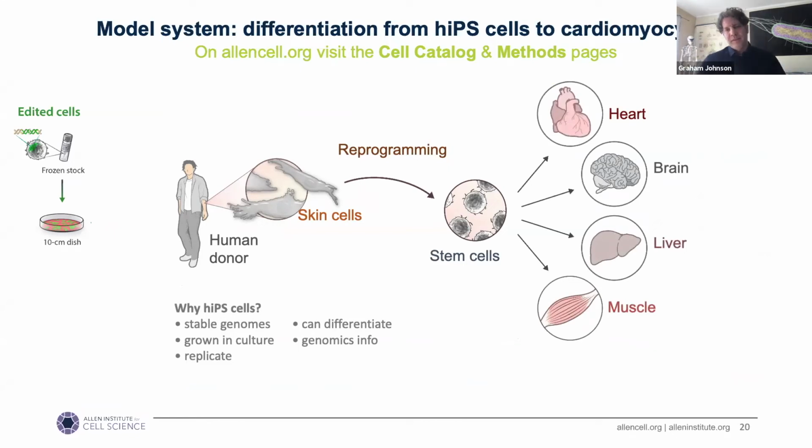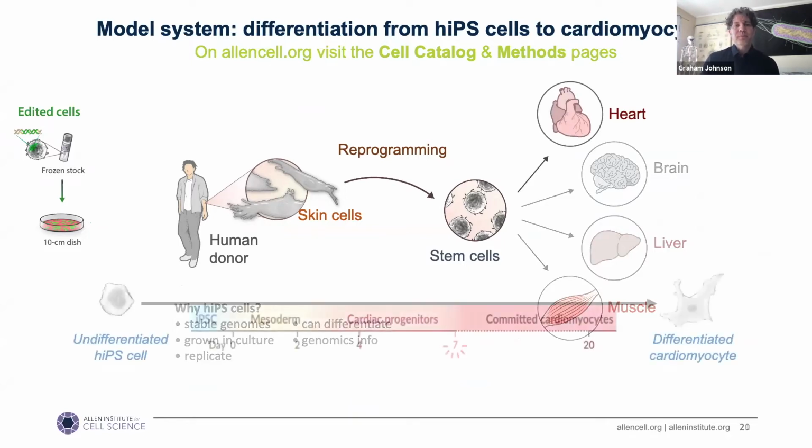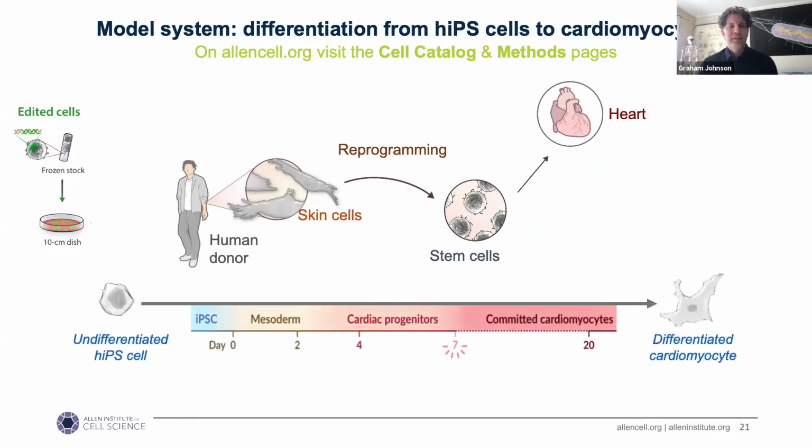A major reason we use these cells is because they can differentiate into a number of different cell types for use in the lab. And at our institute, we currently study cells in both their undifferentiated states and as they differentiate into cardiomyocytes.